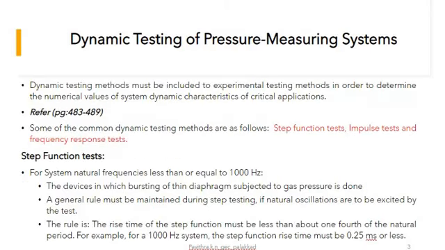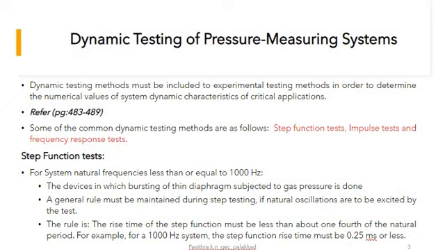In order to determine the regions of accuracy of theoretical predictions, or in order to find numerical values of system dynamic characteristic, we need to modify the experimental testing methods. That is, we need to include some more tests into this experimental testing setup. The tests that we are including in experimental testing in order to determine the numerical values of dynamic characteristic are known as dynamic tests. Various types of dynamic testing methods are step function test, impulse test and frequency response test.